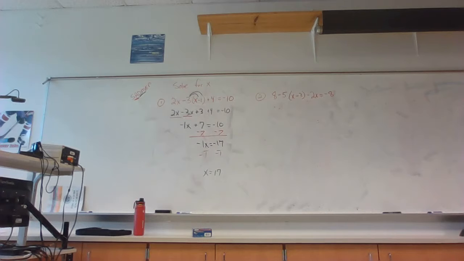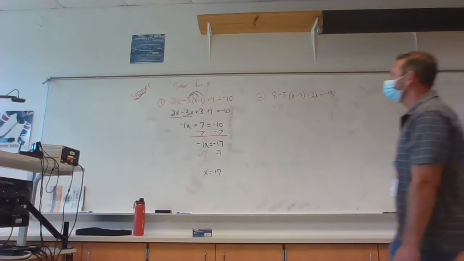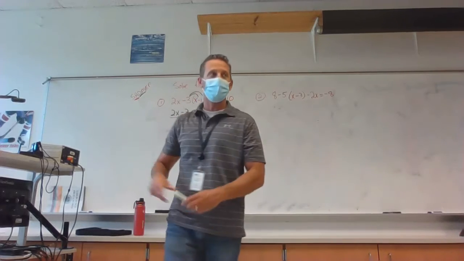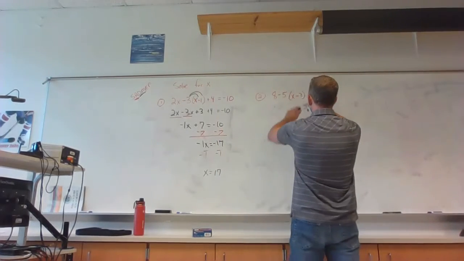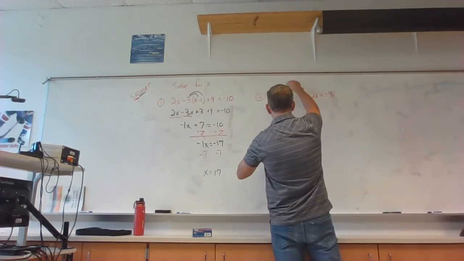What's everyone's first step? You can talk about it and then do it. Just yell it out. Distribute. I know we're distributing, but what are we distributing? 5 into x and -3. Okay, the -5, right? Remember what I said? Just like I said over here. You see parentheses like that? What's in front of it?